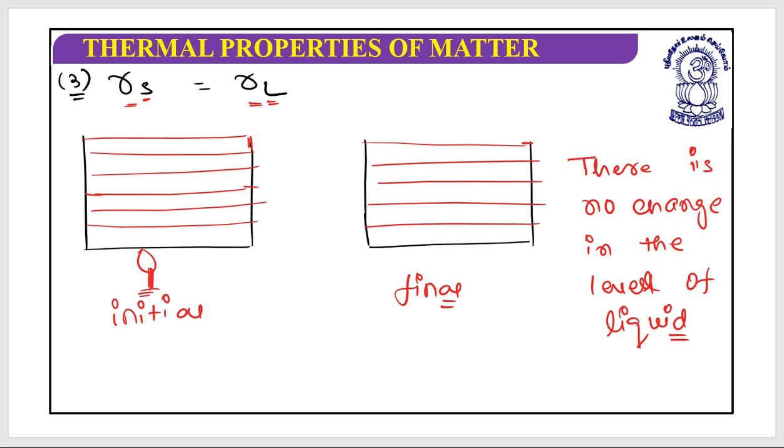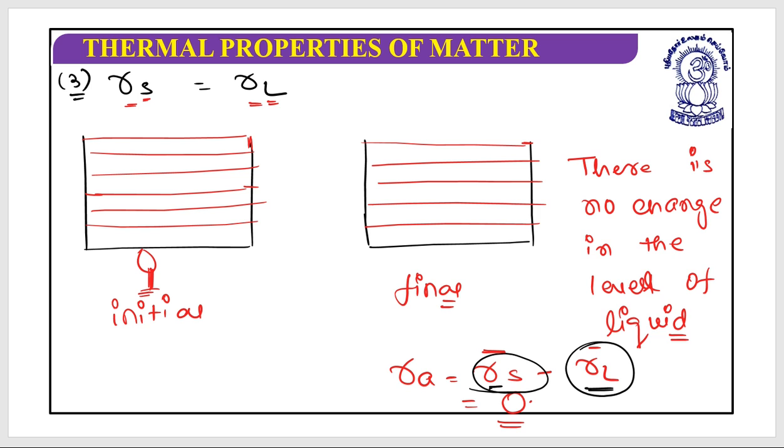Have you got this? Yes. Do you understand this? There is no change in the level of the liquid, and in this case gamma apparent would be equal to gamma solid minus gamma of liquid, but this will be 0 because both are equal. But always remember one thing, that you always compare gamma of solid with gamma of liquid. You cannot compare alpha of solid with the gamma of liquid. I hope this is clear.